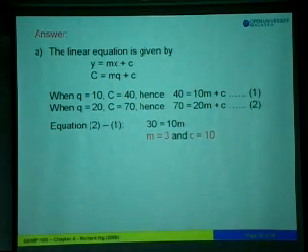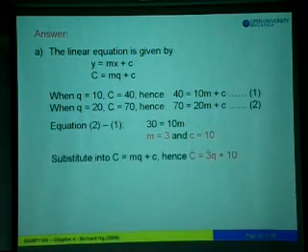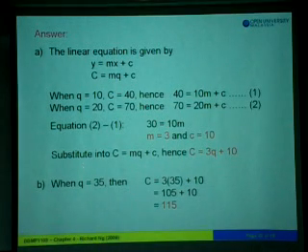Okay, so we have 70 minus 40 will give us 30. 20m minus 10m will be equal to 10m. Therefore, m is equal to 3. Then once we have found m equals 3, substitute into equation 1 or equation 2, and you will get c equals 10. So from here, we substitute into the equation C equals mQ plus c. Therefore, we will get C equals 3, substituting m, and 10, substituting c. So the function of cost will be equal to 3Q plus 10.